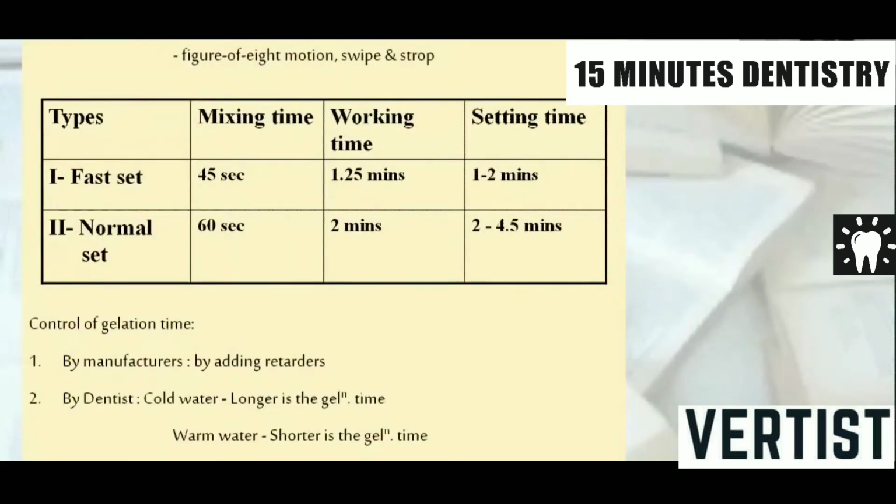Type 1 is fast set, and type 2 is normal set. So according to the setting time and working time, you can use whichever material you want, because normal setting will take a lot more time, and if the patient has some gagging, in that case you can use a fast setting material. You can control the gelation reaction by adding retarders.